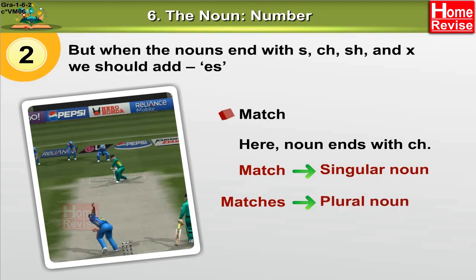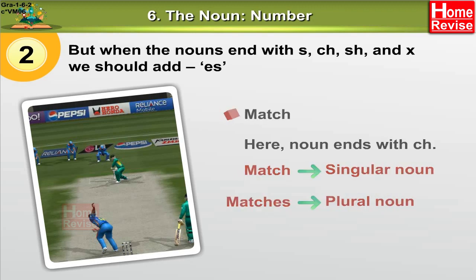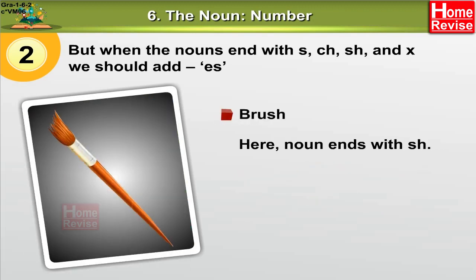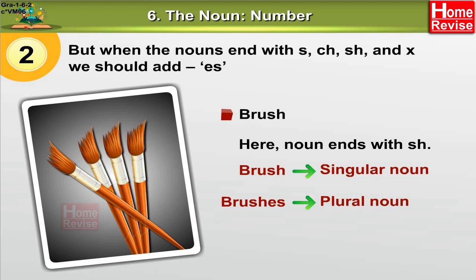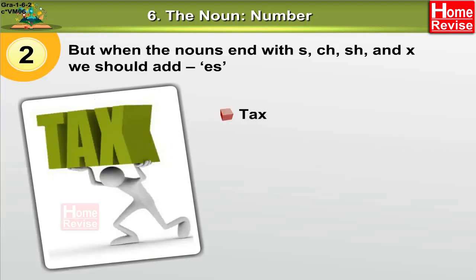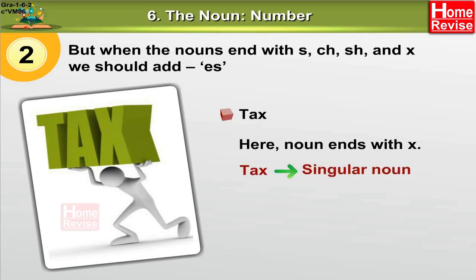Now let's see another word which ends with sh. Brush. Here, noun ends with sh. You got that? So we added es to make the plural form brushes. Tax. Here, noun ends with x. So we added es to make the plural form taxes. So the second rule, add es.